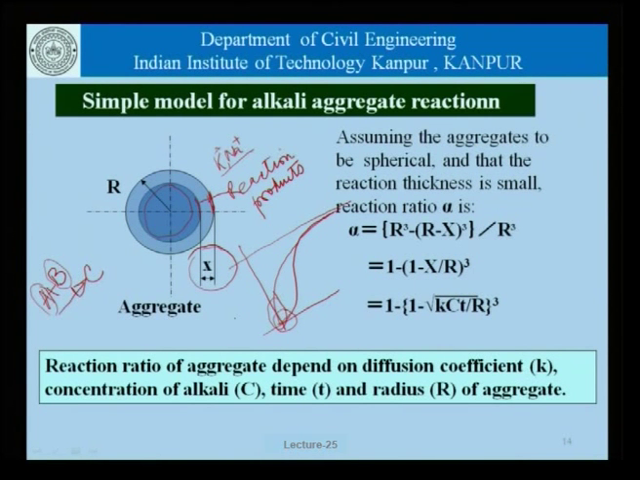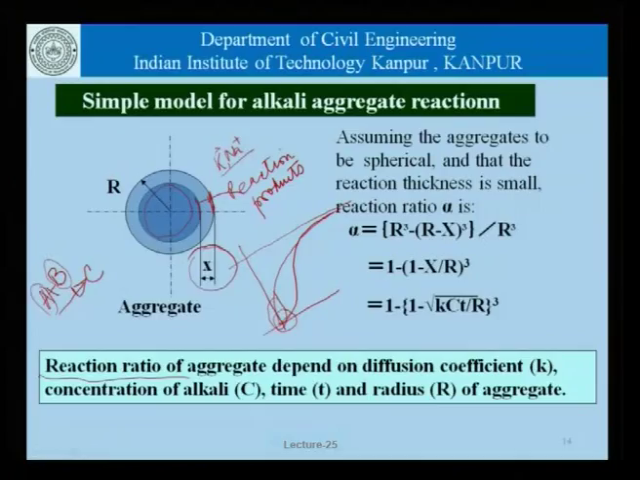summarize that the reaction ratio, which is essentially a ratio of the volume of aggregate which has been reacted to the original volume of the aggregate, would depend on parameters such as the diffusion coefficient K of the rock, the concentration of the alkali C, the time, and the size of the aggregate.